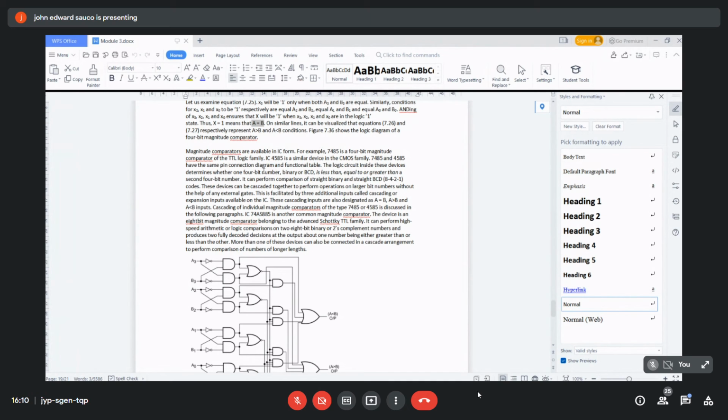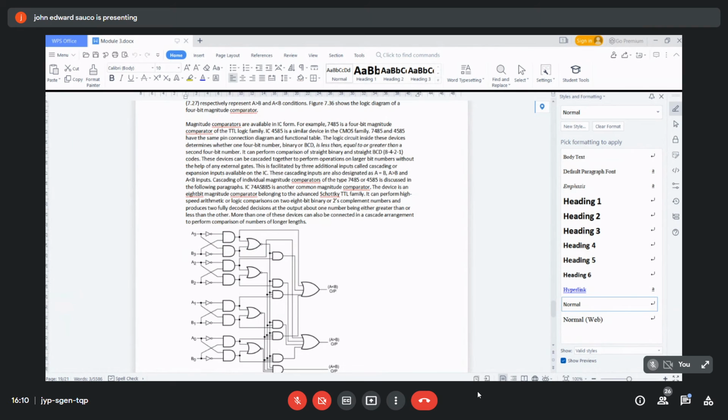So, the IC can determine whether one 4-bit number, binary or BCD, is less than or greater than the second 4-bit number. Okay? So, it can perform comparison of straight binary and straight BCD na 8, 4, 2, 1. This device can be cascaded together to perform on larger bit numbers without any help of external gates. This is facilitated by 3 additional inputs called cascading or expansion inputs available din sa IC. Hindi mo ito kailangan buuin.